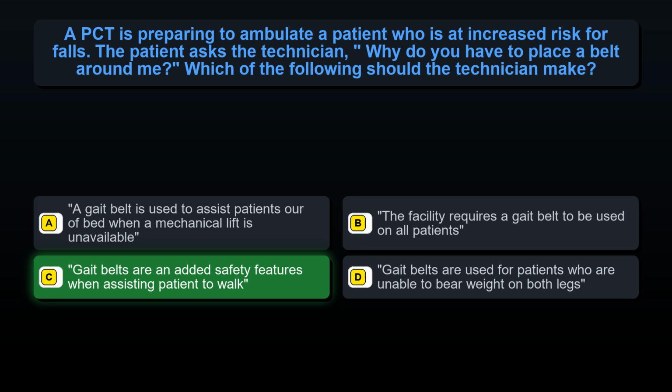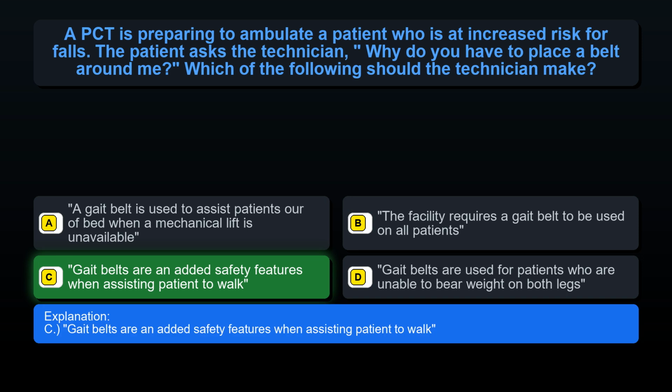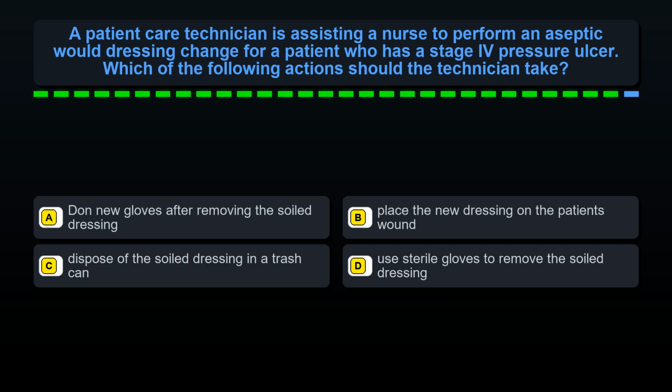The correct answer is option C, gait belts are an added safety feature when assisting patients to walk. Question 48. A patient care technician is assisting a nurse to perform an aseptic wound dressing change for a patient who has a stage 4 pressure ulcer. Which of the following actions should the technician take?